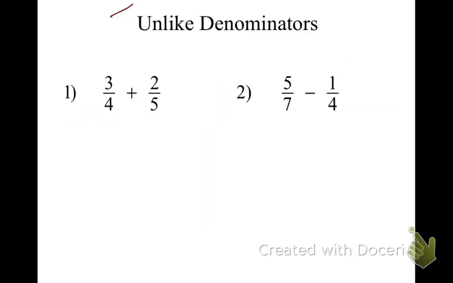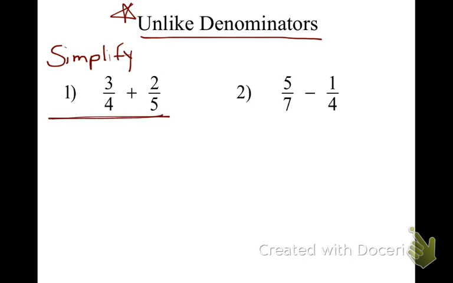Now in your notes, I want the heading, unlike denominators. Oh, and I forgot, I want you to put simplify, those are directions, simplify, and go and look at number 1. Now take a look. I have a 4 and I have a 5, so these two are unlike. So how do I solve this fraction? By finding the LCM, the least common multiple.